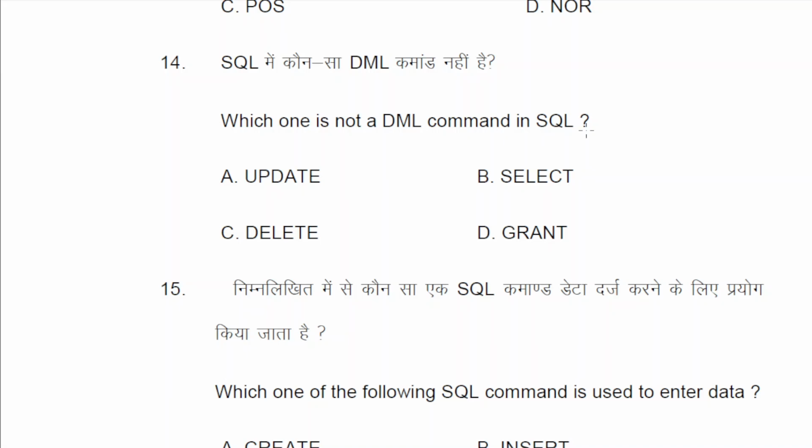If we are modifying or creating some structure of the table, we will be using DCL. So these things are DML commands. Select is DQL, but sometimes the select also we treat as a DML command. So which one is not a DML command? The grant is not a DML command. So answer is D.